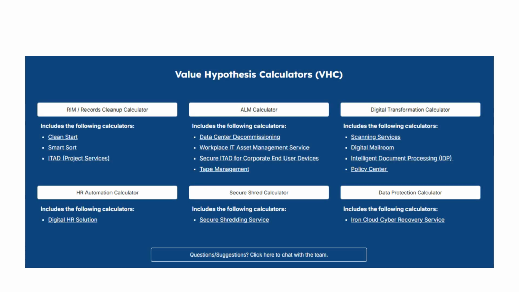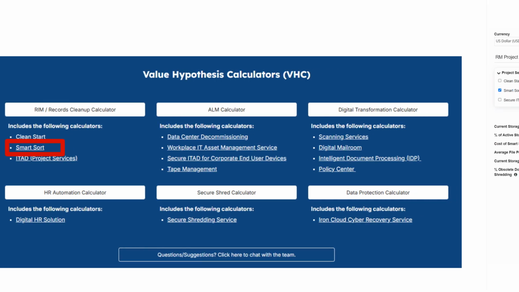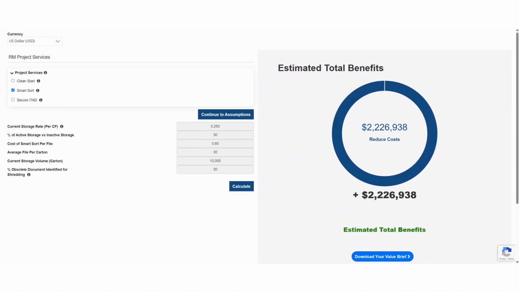Here you will see a complete library of value hypothesis calculators for use across many of our service line solution offerings. Let's share an example of how we think this can work. For this demo, we're going to select the Smart Sort calculator. Some of our calculators are grouped into collections, so you'll notice this one is part of the RM Project Services grouping. As a result, you'll need to check the Smart Sort box and then click the Continue to Assumptions button.